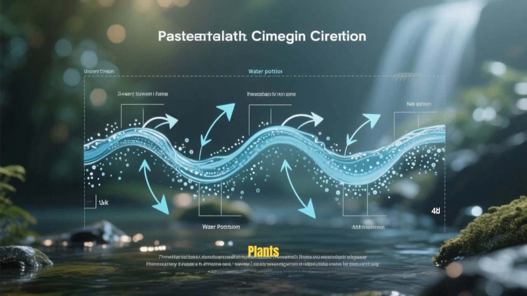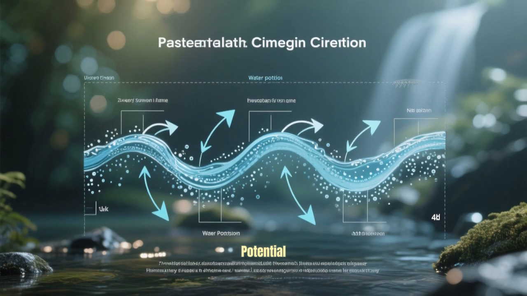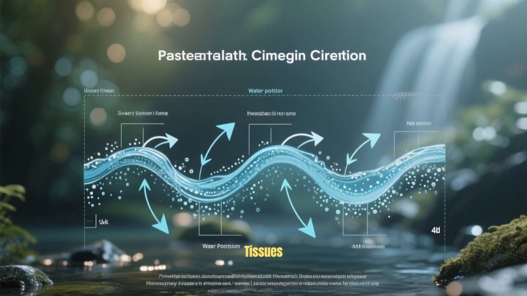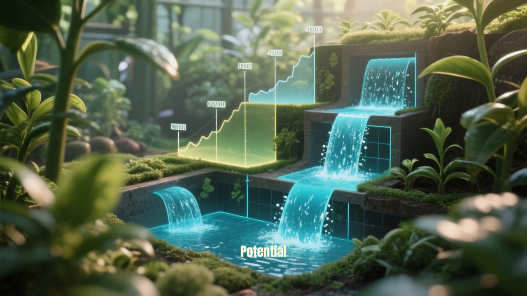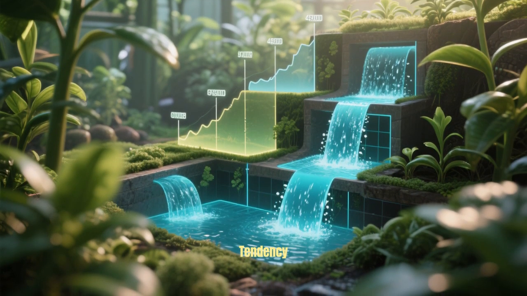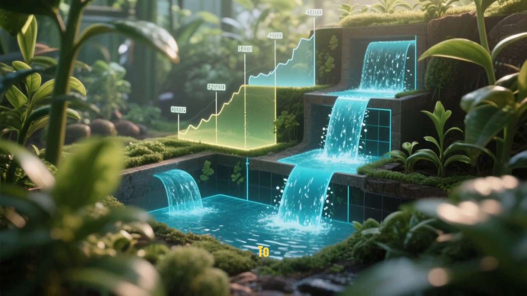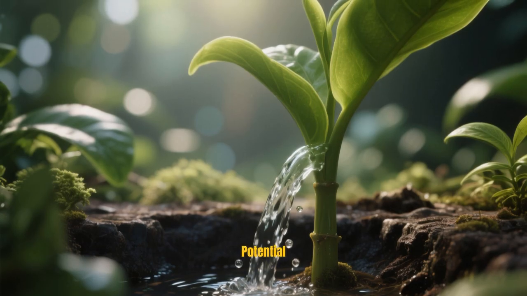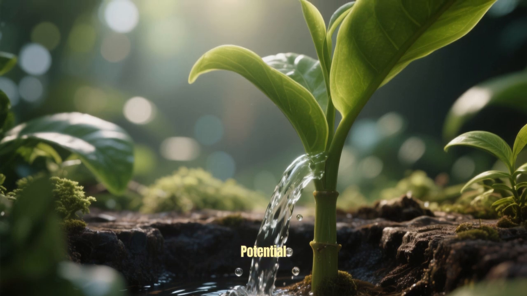Water movement in plants is governed by the concept of water potential, which determines the direction in which water moves within plant tissues. Water potential refers to the potential energy of water relative to pure water and indicates the tendency of water to move from one region to another. Water always moves from regions of higher water potential to regions of lower water potential.